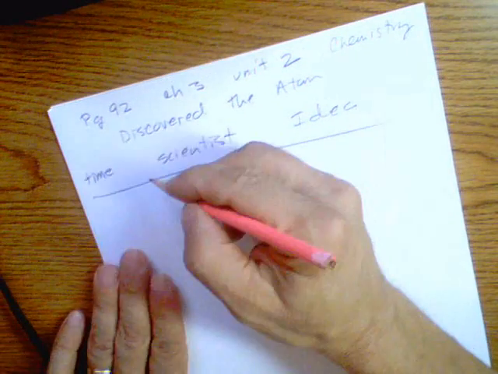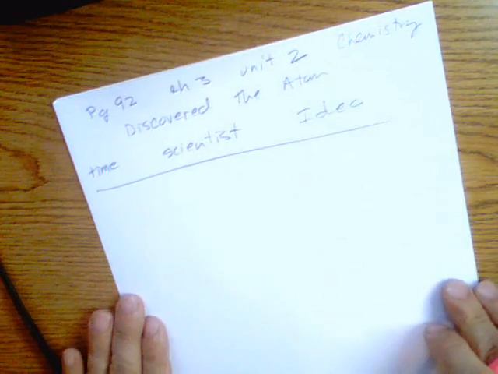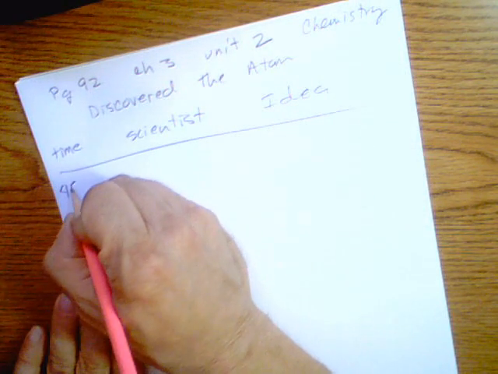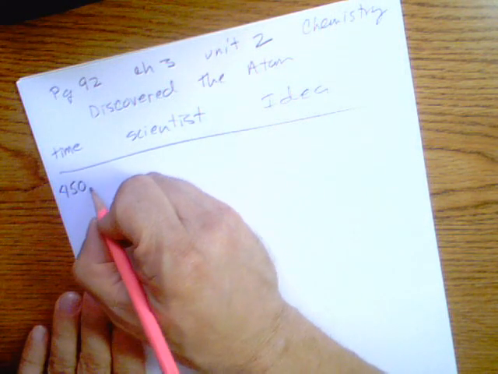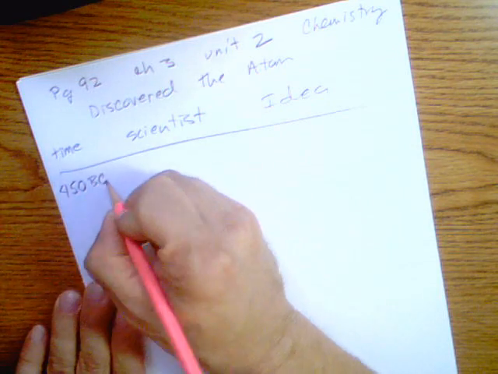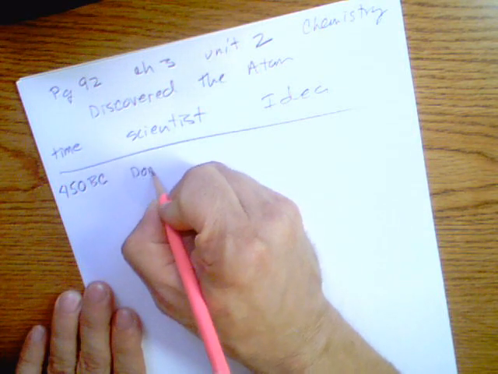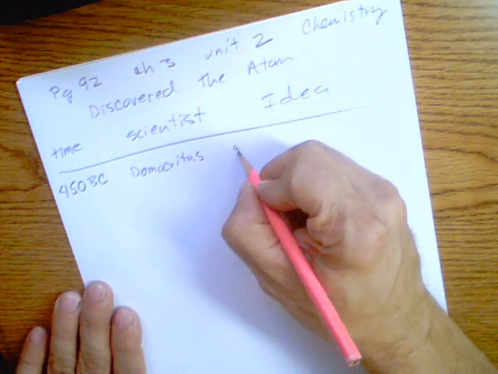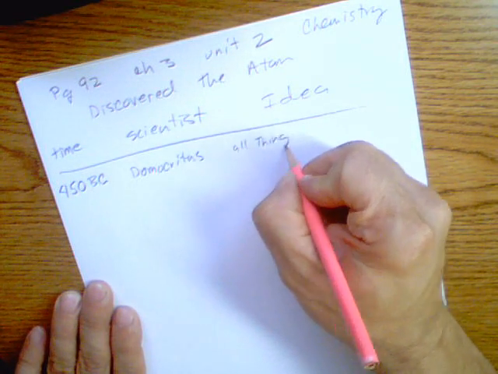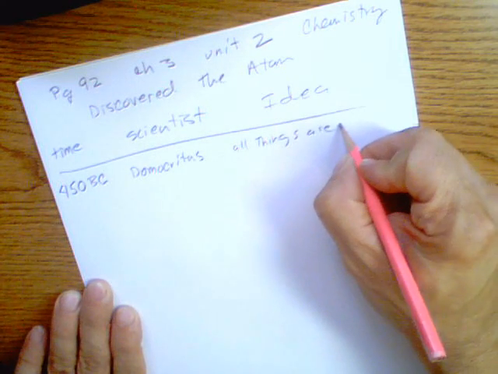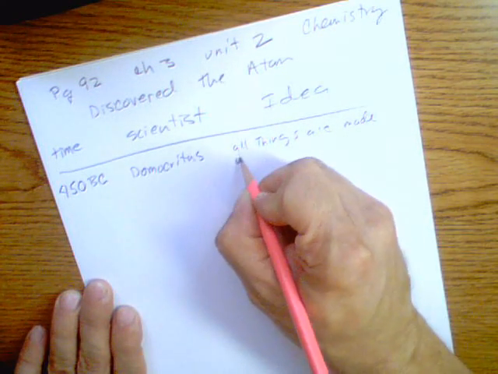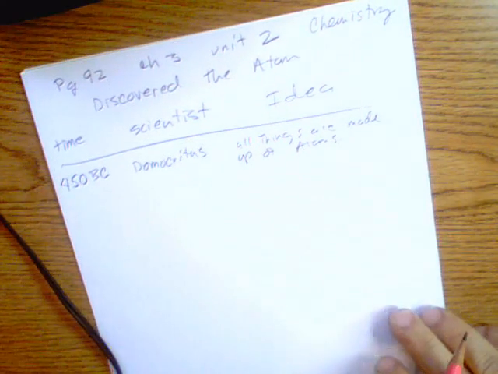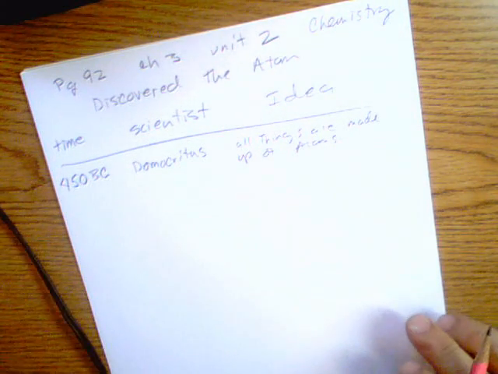So on this timeline, I'm going to have the time, scientist, and what the scientist's idea is. All right, I'm going to try and summarize it. Way back in 450 before the Common Era, Democritus said that all things are made up of atoms. It's the smallest structure. If you kept cutting it and cutting it and cutting it, you'd get an atom.